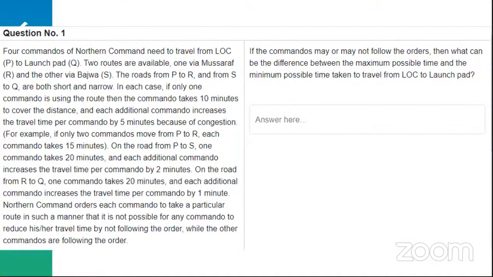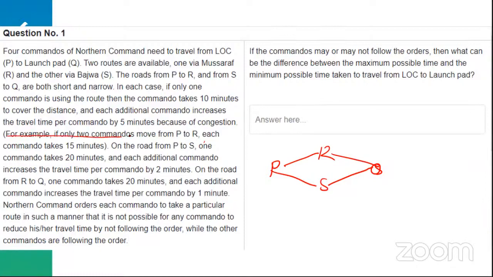Let me start with the first question. It was a beautiful question. You get the feeling that you are going for a surgical strike, but it was a very simple question, as only two routes were there. From P to R and then to Q is one route. The other route is P to S and then to Q. The beauty of this question is that almost half of it was nothing but the example, the way they explained.